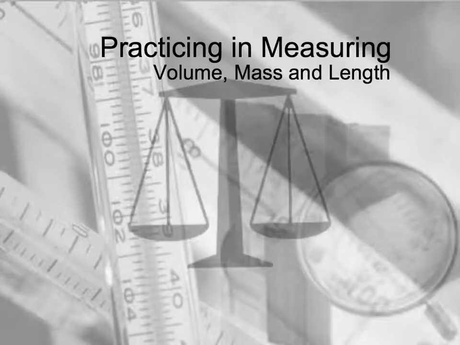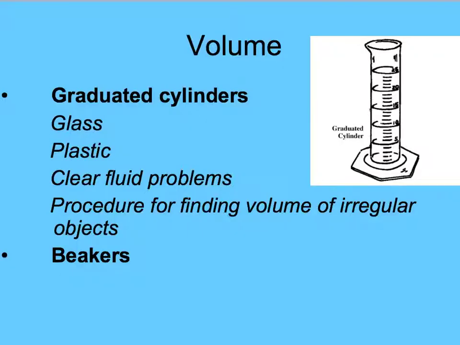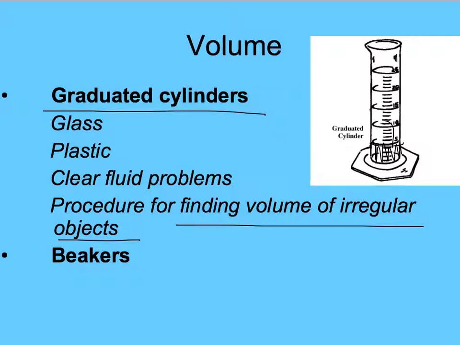All right, let's look at some practice measuring volume, mass, and length. Volume is measured using a graduated cylinder. Graduated cylinders are great for measuring the volume of liquids, but they can also be used for finding the volume of irregular objects. So for example, if you have an irregular object and you want to find the volume, you could use this graduated cylinder and fill it up with water up to the 5 milliliter point. Then you could drop in your irregular object.